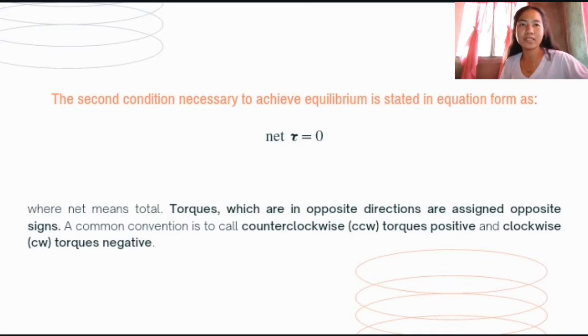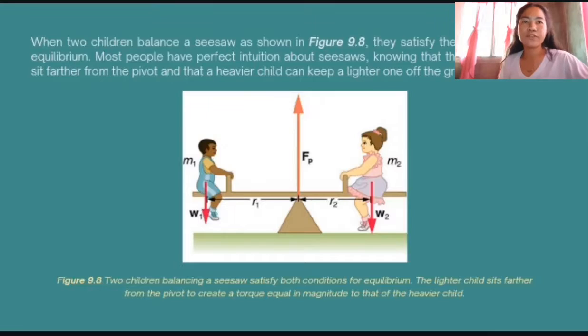A common convention is to call counterclockwise or the CCW torques positive and clockwise or the CW torques negative. So if counterclockwise, its equivalent torque is positive. But if clockwise, its equivalent torque is negative. Always remember that. So for example here, when two children balance a seesaw, as shown in figure 9.8, they satisfy the two conditions for equilibrium.